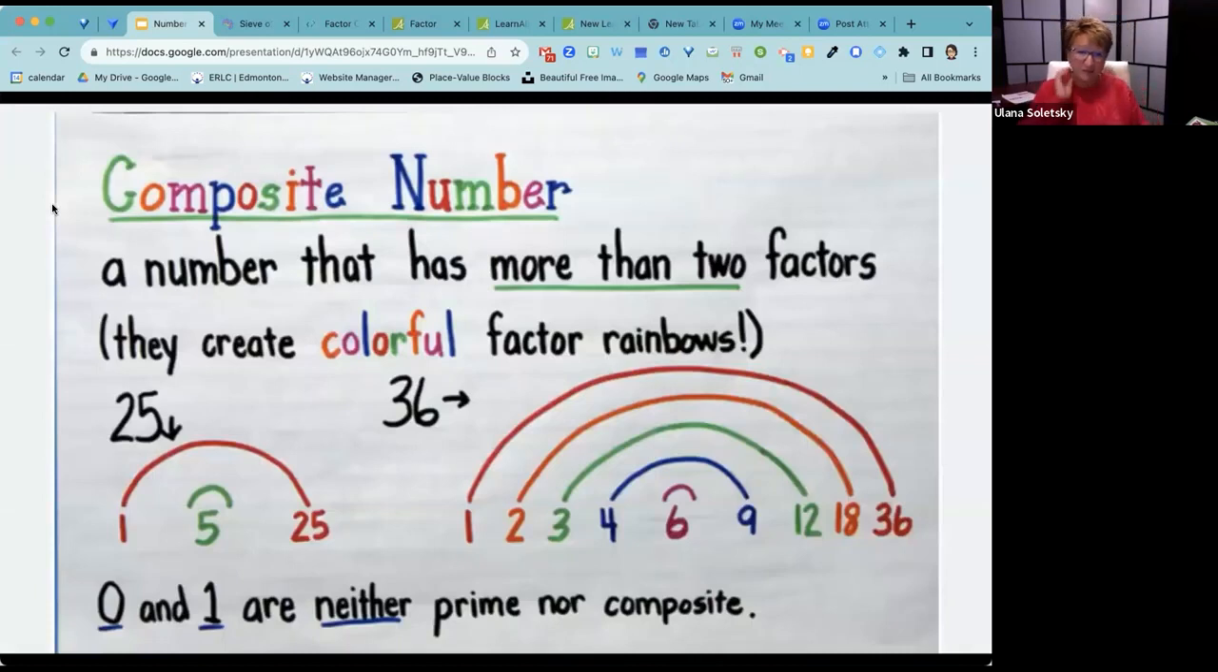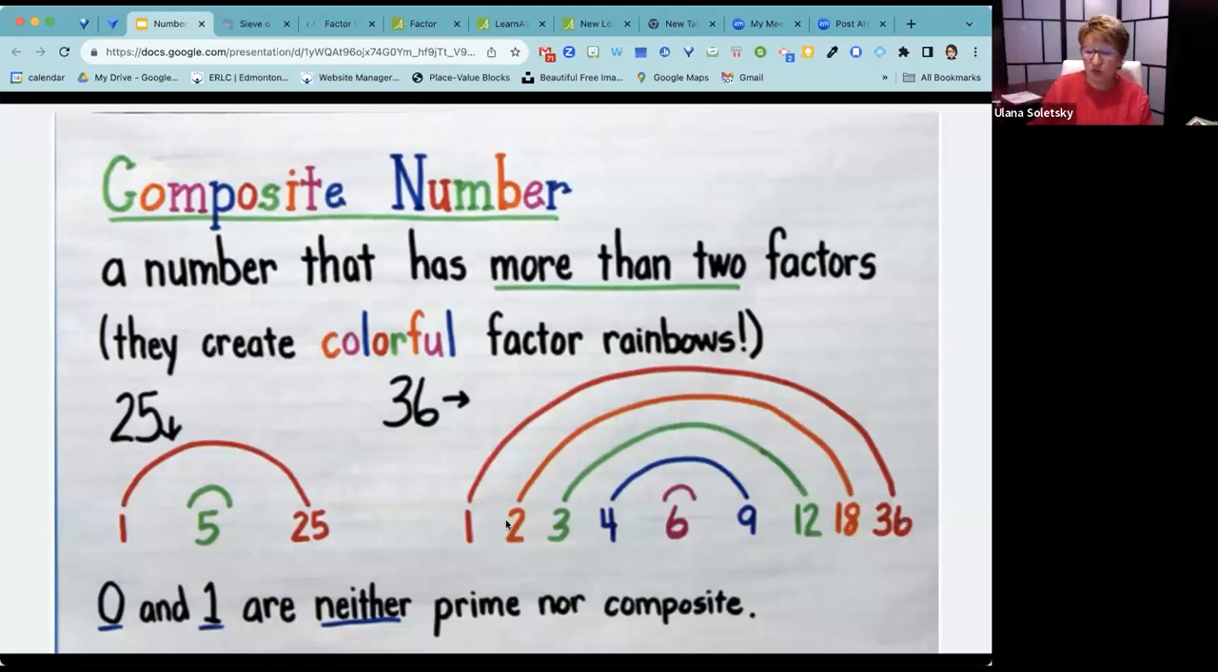A composite number is a number that has more than 2 factors. And composite factors, they create colorful rainbows. So why do they make colorful rainbows? Well, because a number like 25, for example, is a square number because it's 5 times 5, which is a little rainbow. But the 1 times 25 is the overarching rainbow. So for example, if we look at the number 36, we know the factors are 1 times 36 for sure. So we put them on the outside.